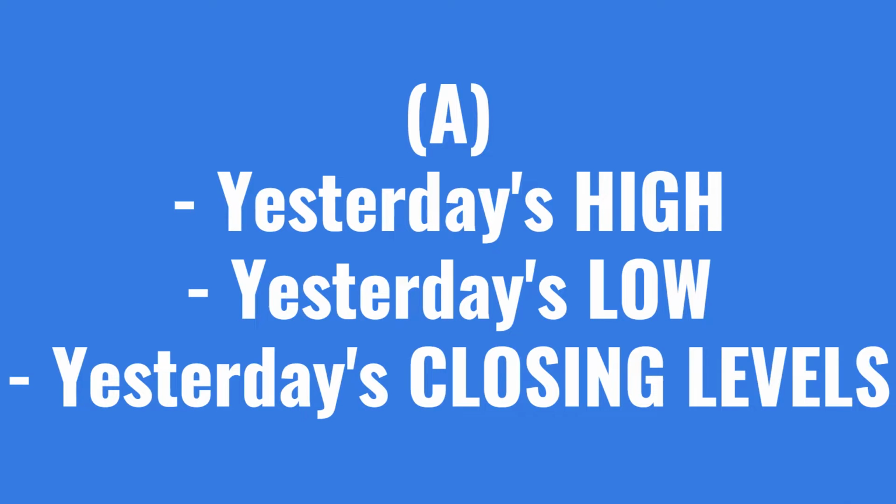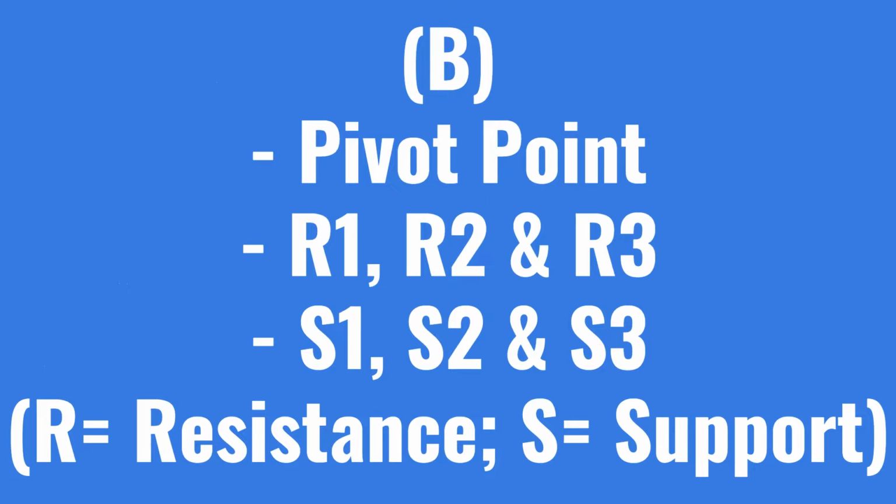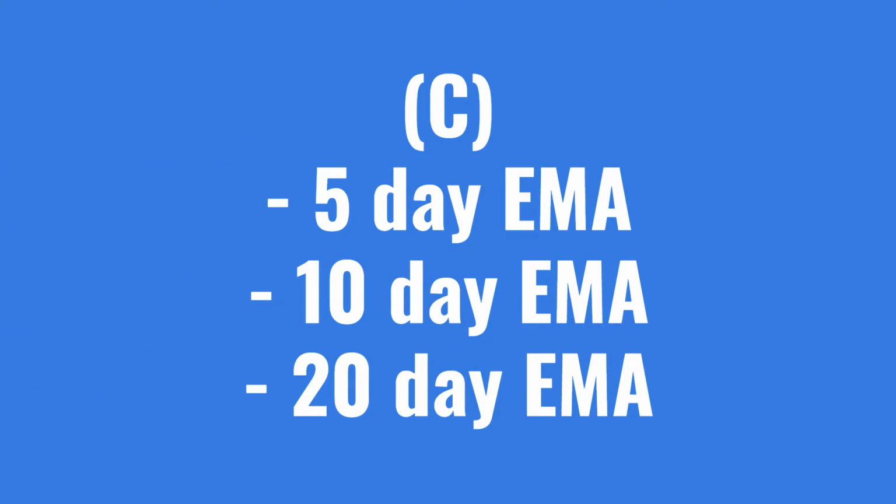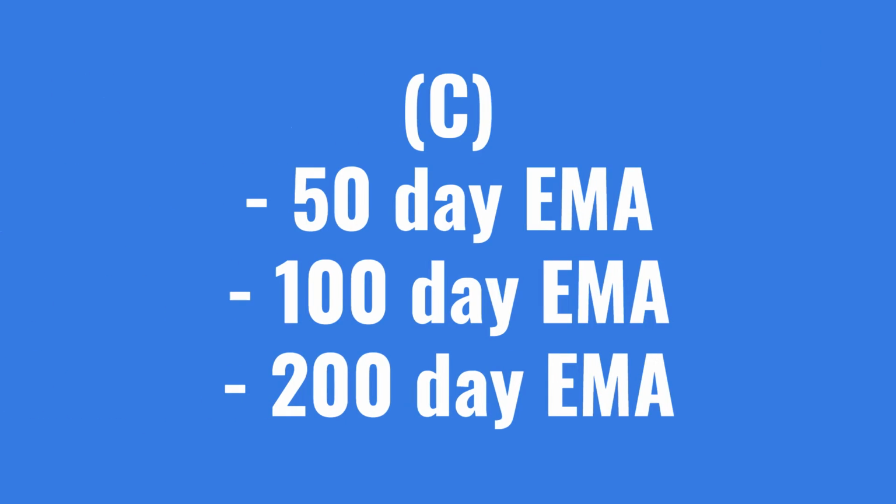A. Yesterday's high, yesterday's low, and yesterday's closing levels. B. Pivot point, first resistance, second resistance, third resistance, and first support, second support, and third support. That is pivot point, R1, R2, and R3, and S1, S2, and S3. C. 5-day moving average, 10-day moving average, 20-day moving average, 50-day moving average, 100-day moving average, and 200-day moving average.